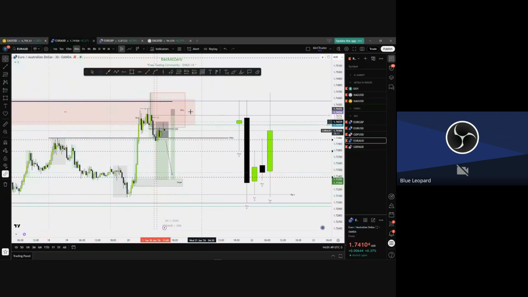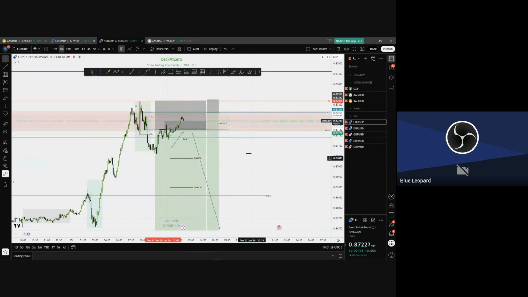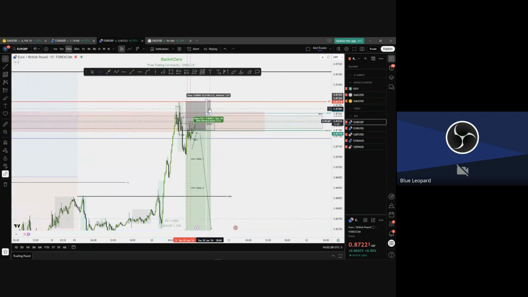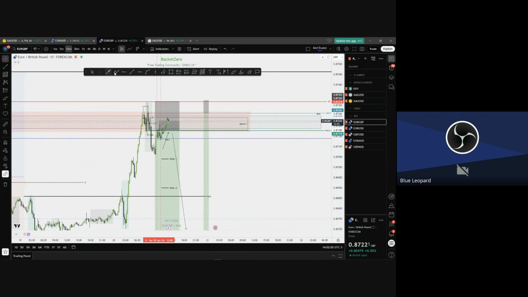What happened on Euro AUD? You see, price almost took us out, and now it's returning lower. Okay, I can see it. These are the trades that I sent earlier. So now let's play this out.